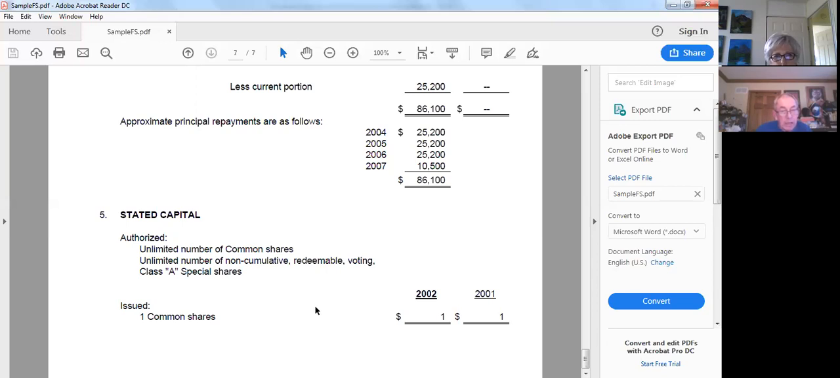So that is the financial statements in summary. I know that's been kind of quick going through them.